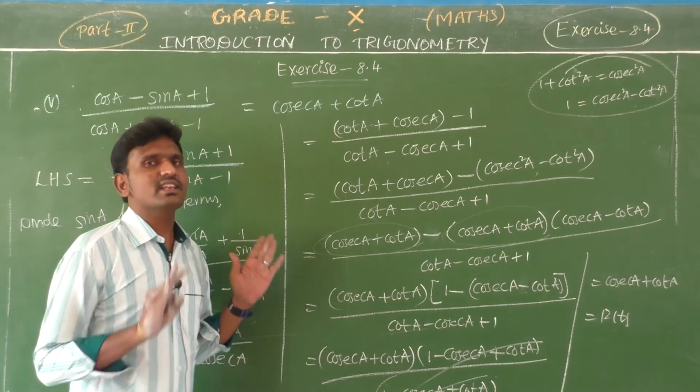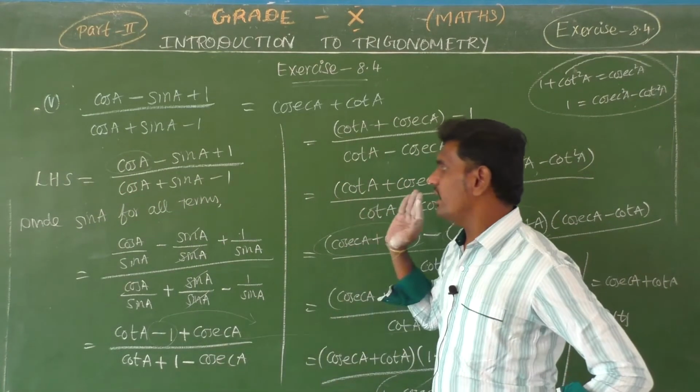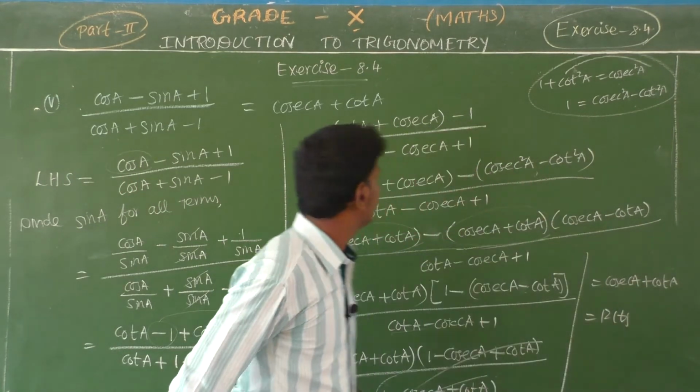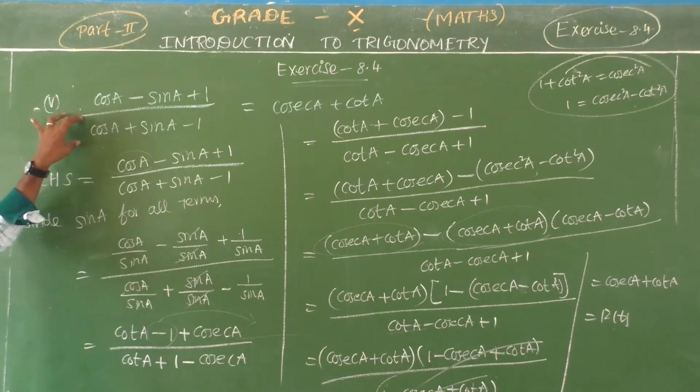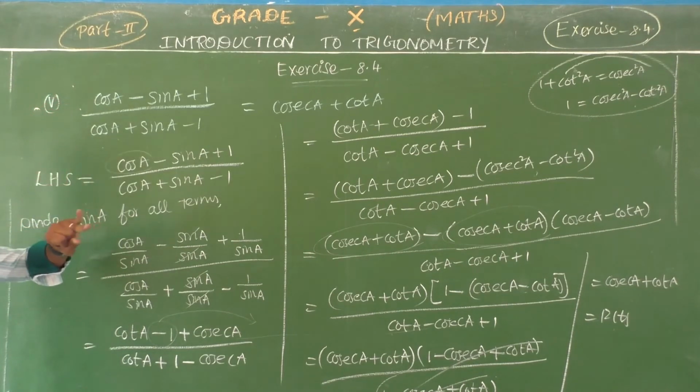Yes student, this class is going to complete now. I am going to revise this sum only now. See, this is a different question from the previous one. We have a simple one, which means the basic ratios only, sine, cos. Reciprocal relation, if you have, you have to consider that. So here we can't do anything.